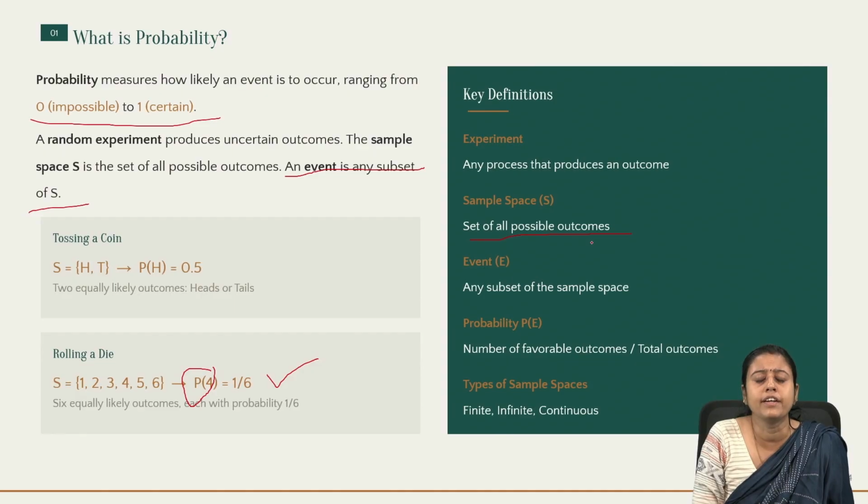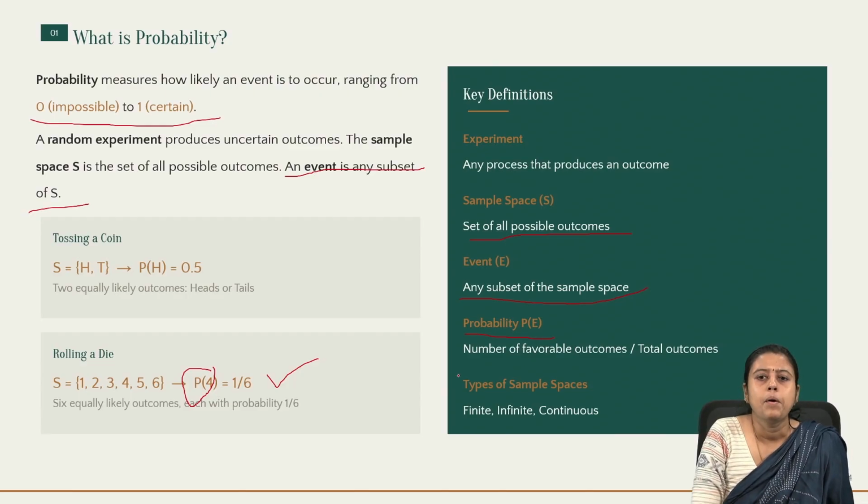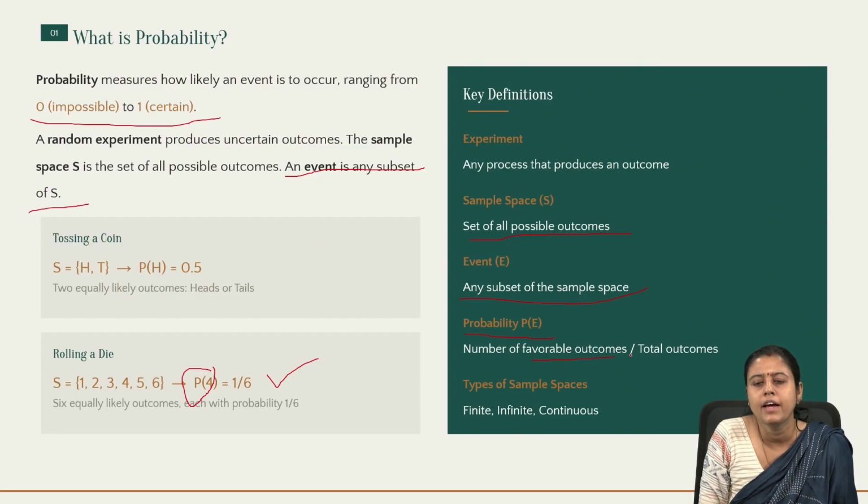Next one is the event. What is an event? Any subset of the sample space. As I discussed, there are 6 outcomes; coming 4 is an event, coming 1 is an event. So an event means any subset of the sample space. What is probability P(E)? The number of favorable outcomes, how many times it may come, divided by the total outcomes. Here you can see 4 is coming only 1 time, so it is 1 by 6. What is the total outcome? The total outcome is 6. So it is 1 by 6.